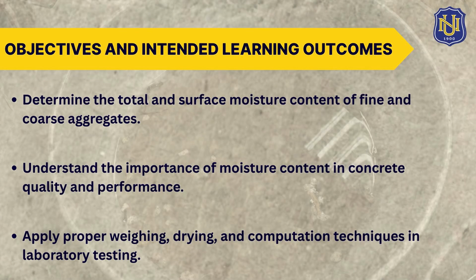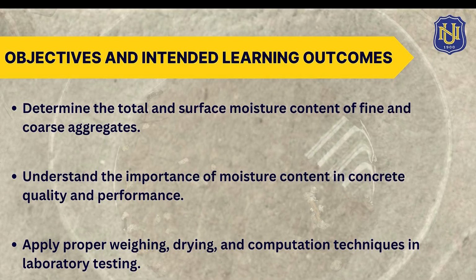The main objective of this experiment is to determine the percentages of total moisture content and surface moisture content in samples of fine and coarse aggregates. At the end of the activity, the students should be able to, first, understand how to determine the total and surface moisture content of aggregates. Second, expand their knowledge about the importance of moisture content in construction materials. And lastly, apply the proper techniques and skills in determining moisture content for professional engineering practice.